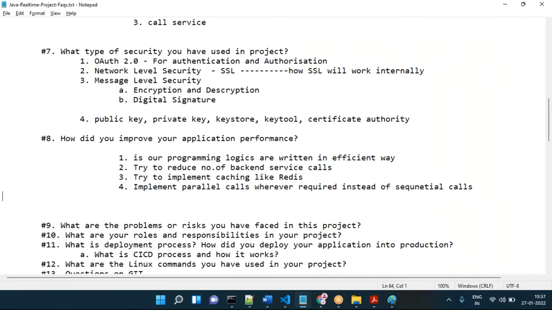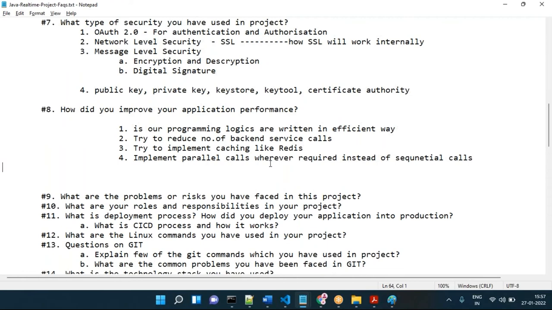These are the areas for how to improve your application. Interviewers are asking, hey, can you explain how to improve your application performance? Yes, you should tell. First, our program should be structured and efficient, and developers should write the code that way. Next, try to reduce the number of backend calls, try to implement caching, and implement parallel calls whenever required, instead of sequential calls.